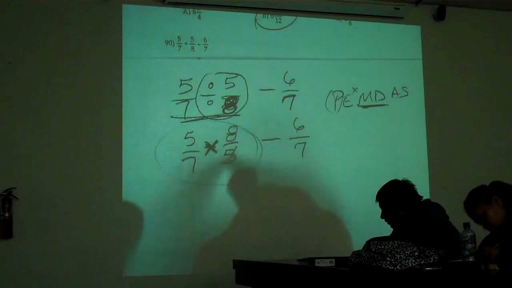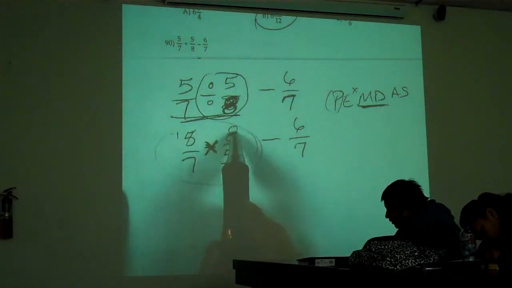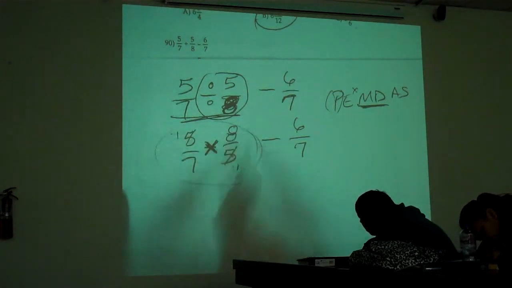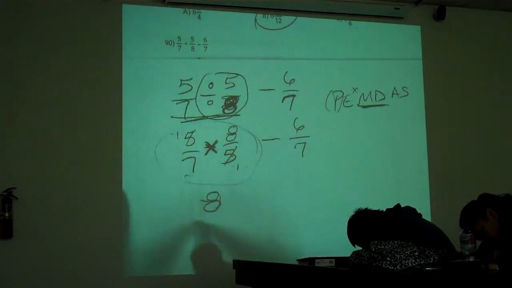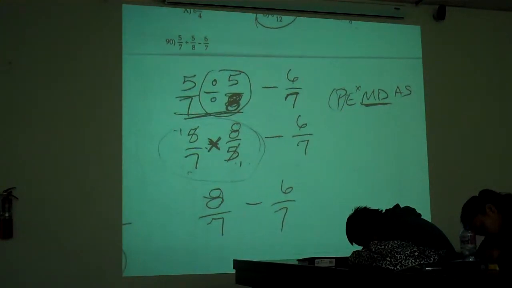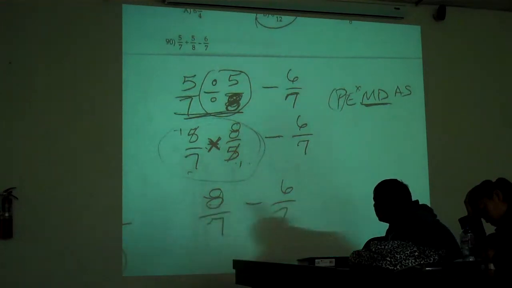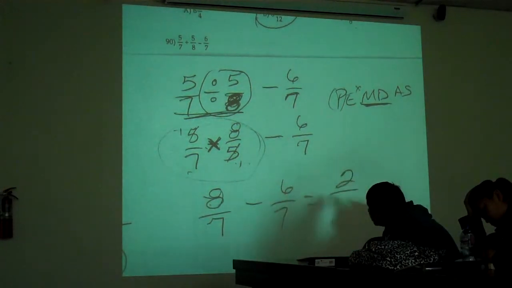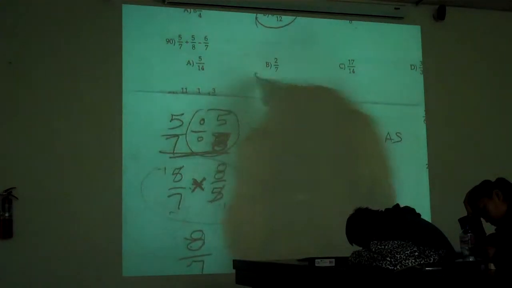Divide by 5, right? So we have 8 over 7. 1 times 8, and then 7 times 1. 8 sevenths minus 6 sevenths. Thank goodness there's a common denominator, huh? 8 sevenths minus 6 sevenths is 2 sevenths. And you're done.